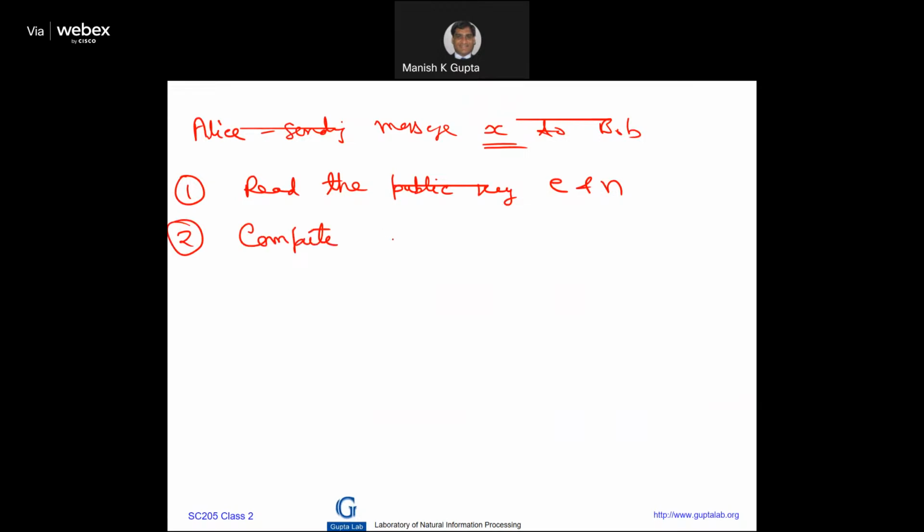Second, now she computes Y is equal to X raised to E mod N. X is the secret which Alice wants to send to Bob. So Alice will look at Bob's public key. That means Alice knows E and N, right? So what is she going to do? Take the secret X and raise it to the power E and compute modulo N. E and N is Bob's public key, right? So now you got Y.